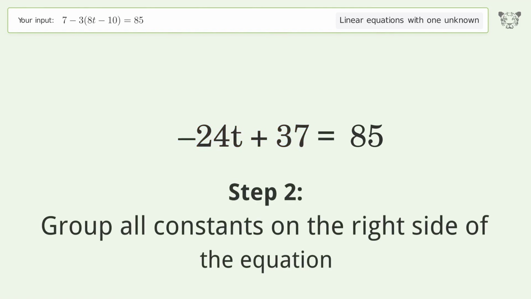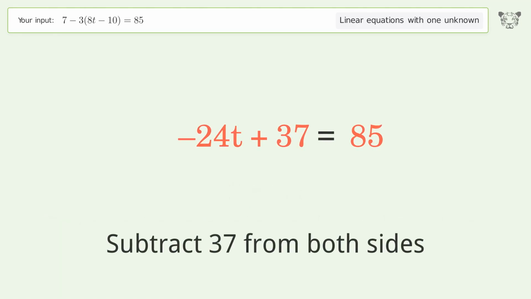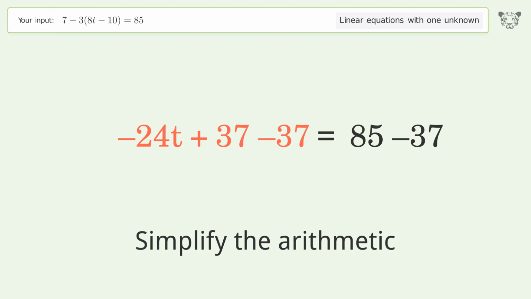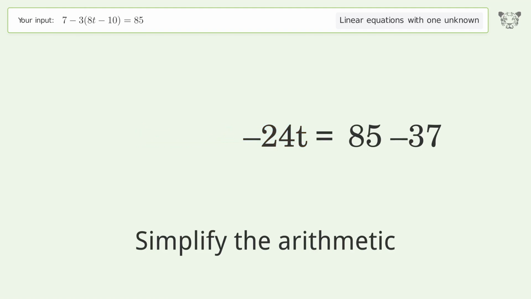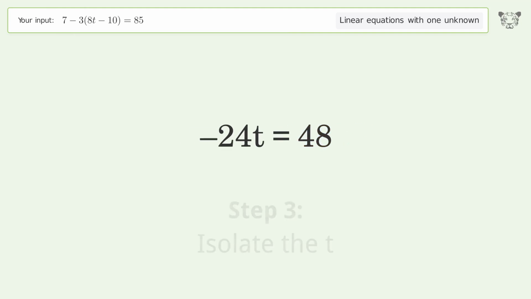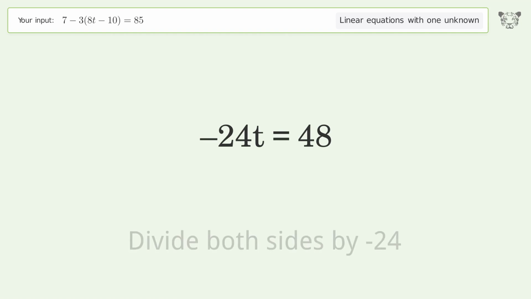Group all constants on the right side of the equation. Subtract 37 from both sides. Simplify the arithmetic. Isolate the t. Divide both sides by -24.